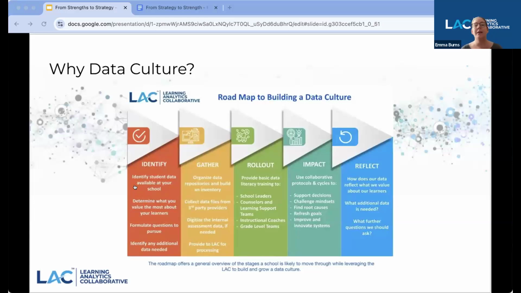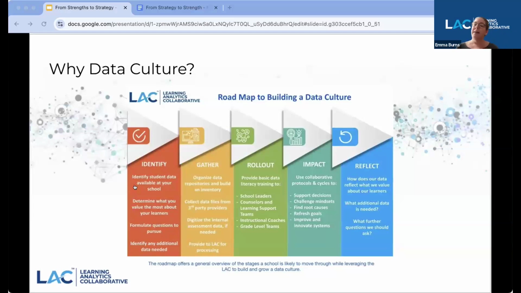My role is a little bit different. My role is getting people using the LAC because we want to make that impact, as Piotr said, an impact on student outcomes and also on teaching and learning. So at LAC, we use this roadmap as our guide. We start by identifying where you want to go, what you want your data culture to look like, and then we figure out how to make that happen.